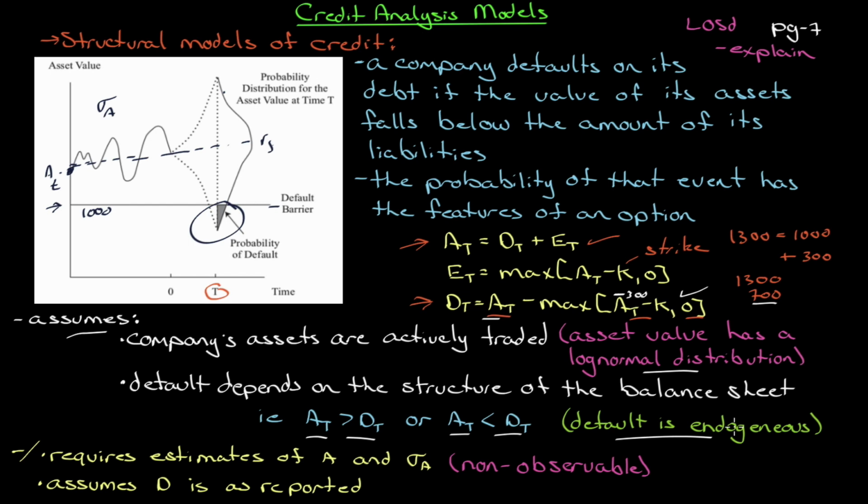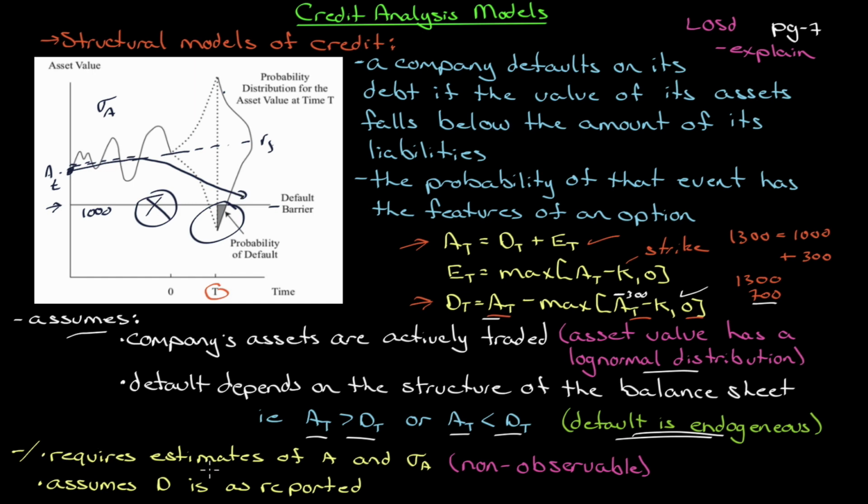But does this statement make sense to you? Default is endogenous. Nowhere in here do we consider the business cycle. Wouldn't the probability of default fluctuate with changes in the business cycle? If we expect a bad economy, let's say this was our expectation for what the asset value would be at time t, and we expected a recession to happen somewhere here, wouldn't that change the trajectory of the asset value? Well, the structural model doesn't consider that. That's kind of a limitation of the structural model.